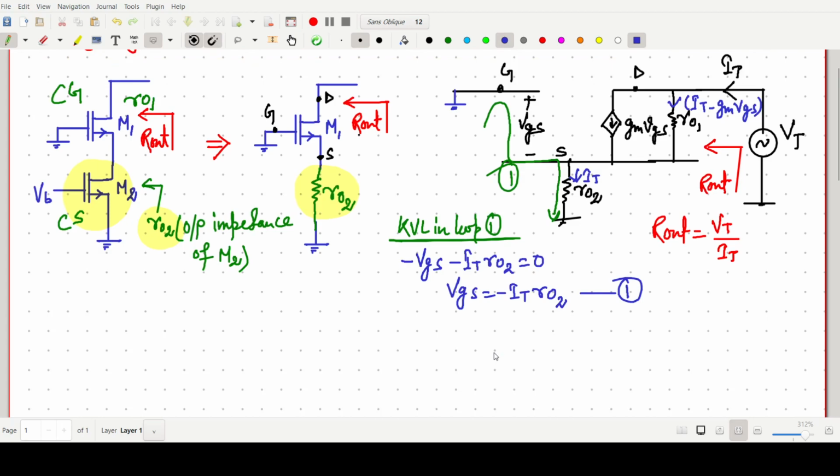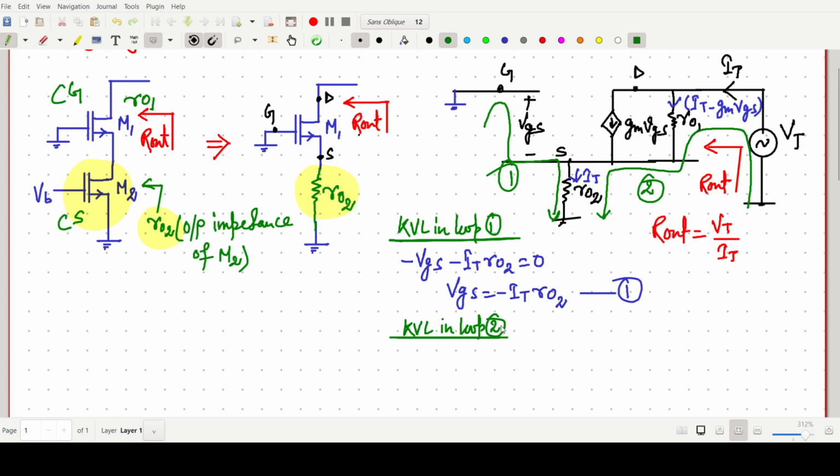Now we have to write the KVL in this loop. If we apply KVL in this loop, say loop number 2, so now we are applying KVL in loop 2.